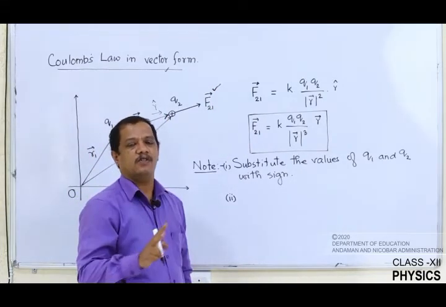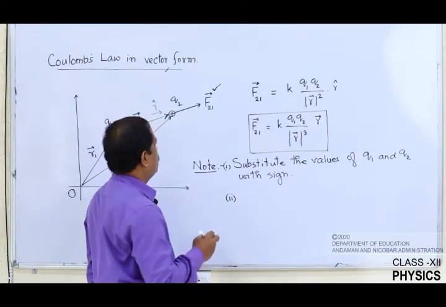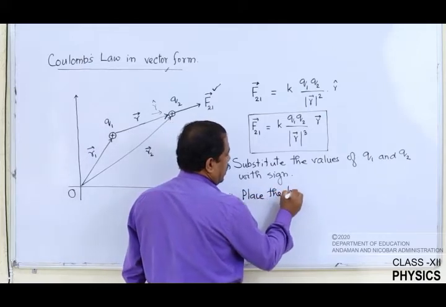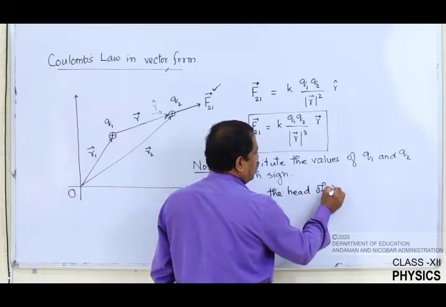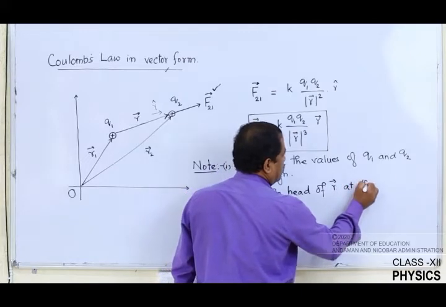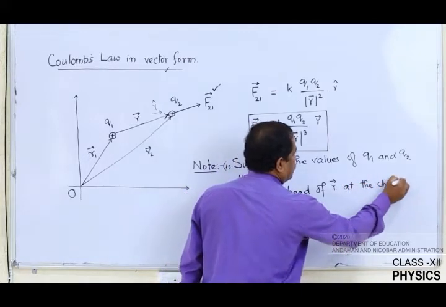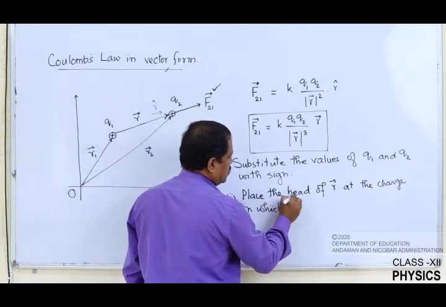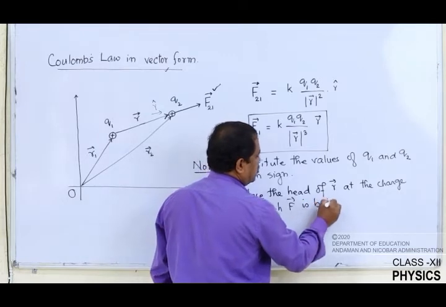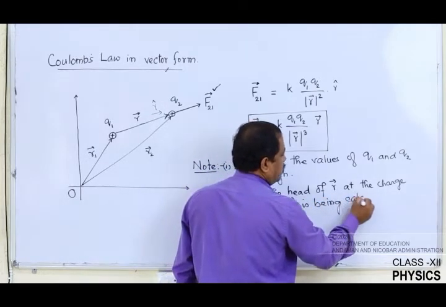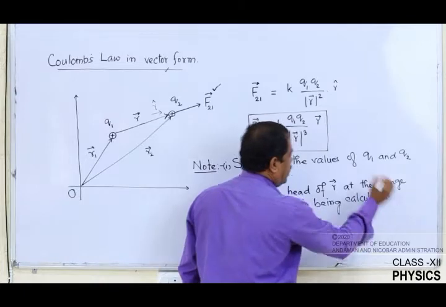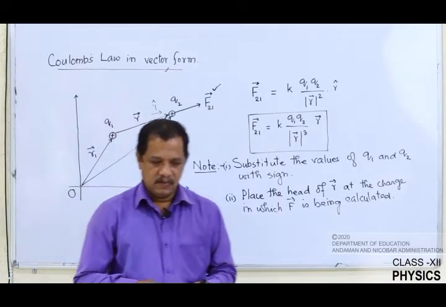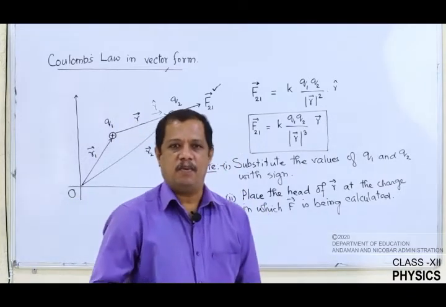These are the two important concepts. If you remember them, then we can solve the problem. That is, place the head of vector R at the charge at which Coulomb force is being calculated. These are the two important notes or points that we must keep in mind to solve the problem. So let us move on to the problem.